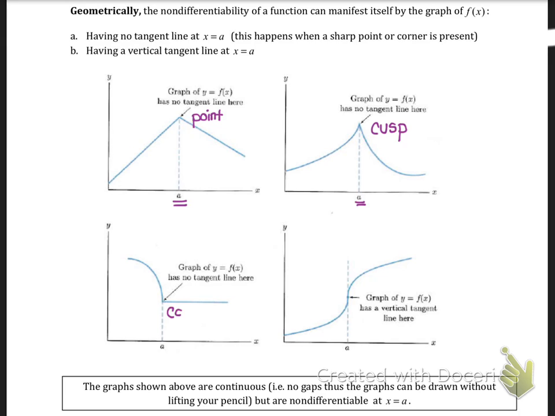The same thing exists when we have a corner at the value of a, and if at the value of a we have a vertical tangent line. Again, that exists at the value of a. Something important to note is that all of these graphs are continuous, but they are not differentiable at the value of a due to those geometrical occurrences.